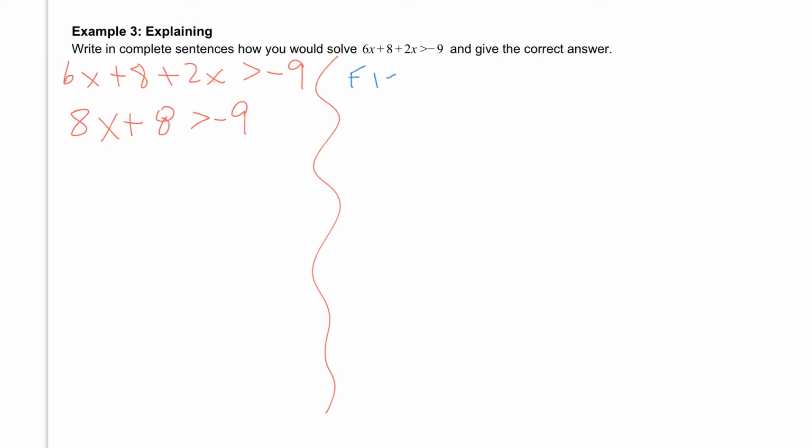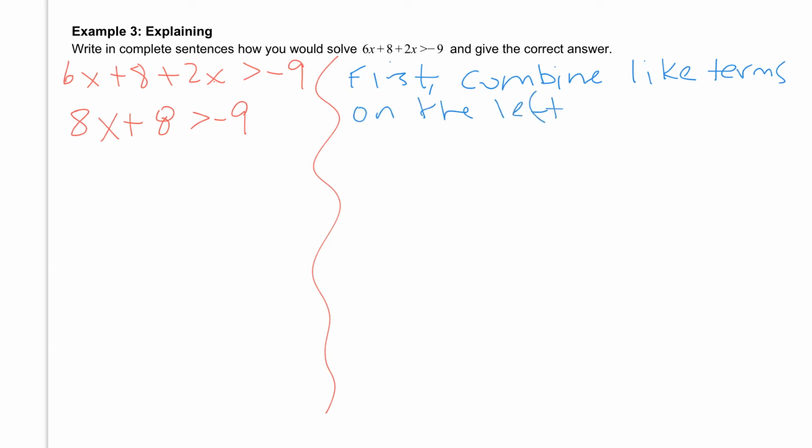So first, combine like terms on the left by adding 6x and 2x.